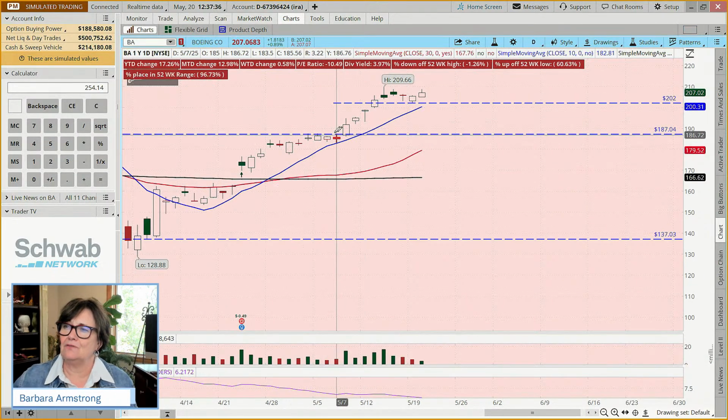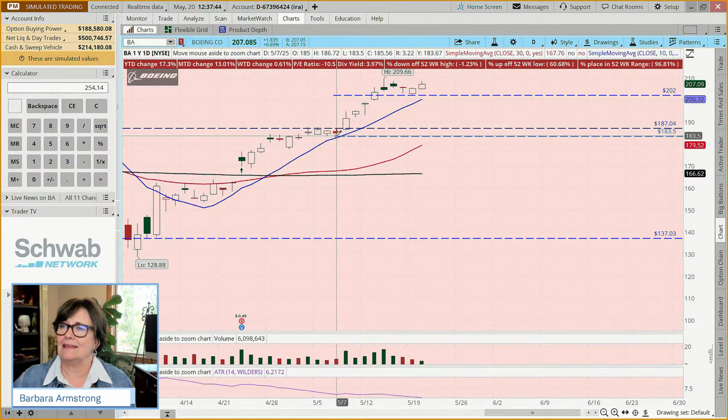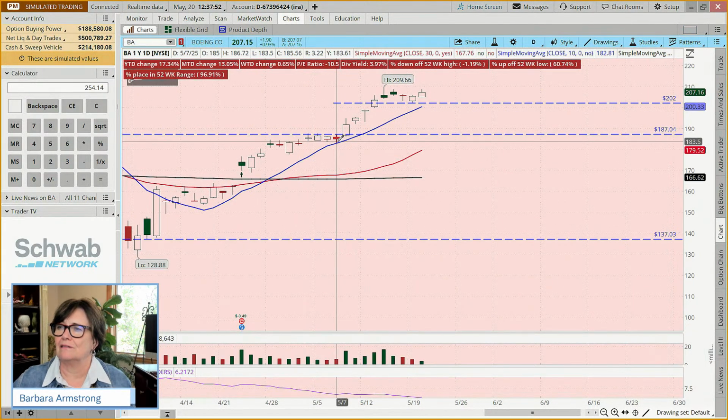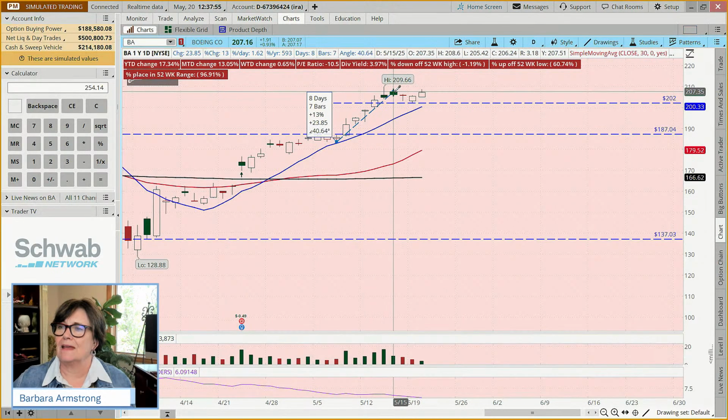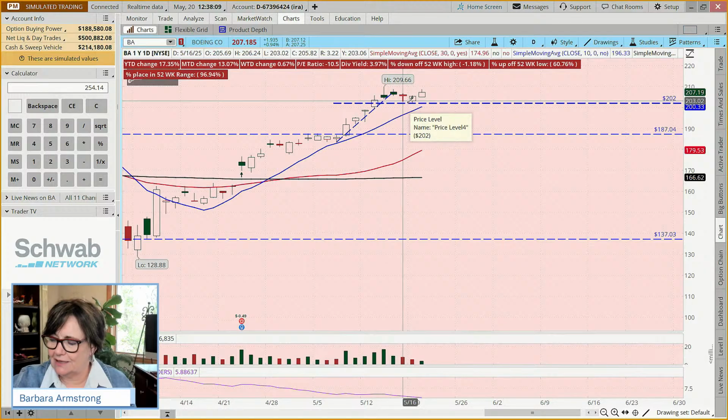So maybe you say, well, hey, it kind of went sideways. It was kind of like this bull flag. Maybe I make this my target here, from here to here. And if that's $23.85, and I look at this 202 level as this recent support, new support, and you add $23 to that, we'd make the new target $225.